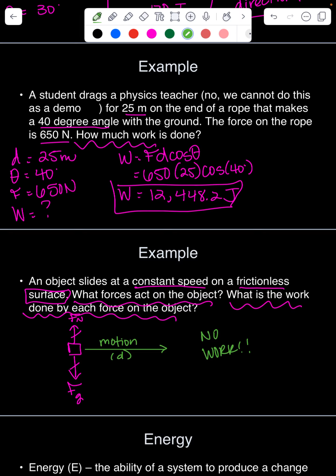Okay, so again, if we did have an applied force or a frictional force that was horizontal, those would be doing work. But those are not present. So because the only two forces that we have are vertical and our motion is horizontal, there is no work being done. Okay. All right, so that is work. Hopefully you understand that. We're going to work our way into energy now.